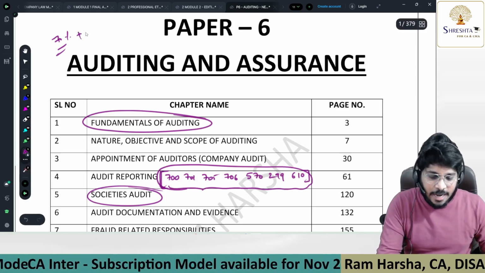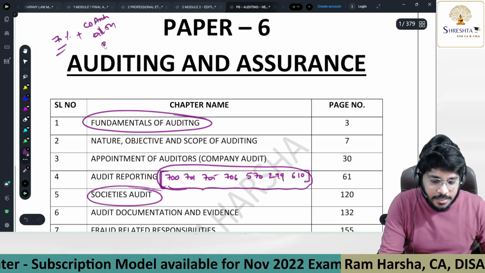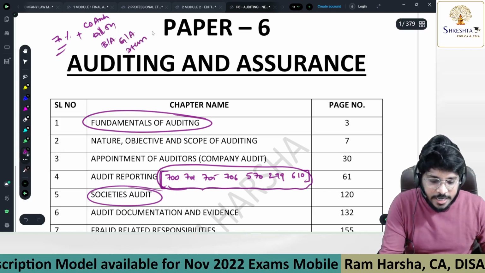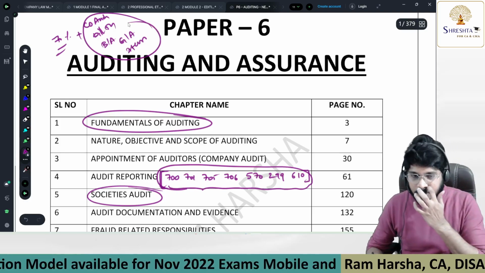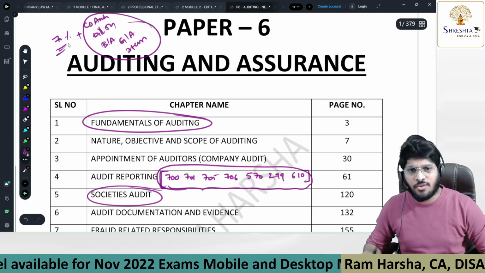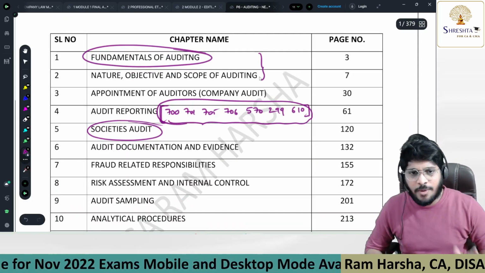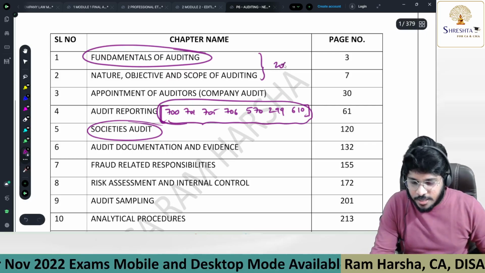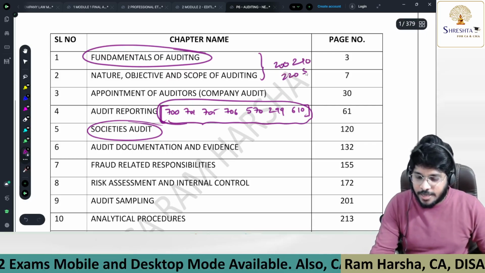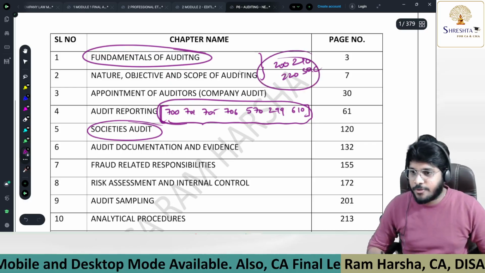The remaining chapters are company audit, audit of different types of entities, bank audit, government audit, items of financial statements. This is 30% of your syllabus, and 70% of your syllabus is exclusively standards. Sir, how? In the fundamentals chapter, nature, objective and scope of audit as per your institute material is SA 200, 210. Even 220 content is covered and SQC content is covered. 4 standards are being covered here itself.